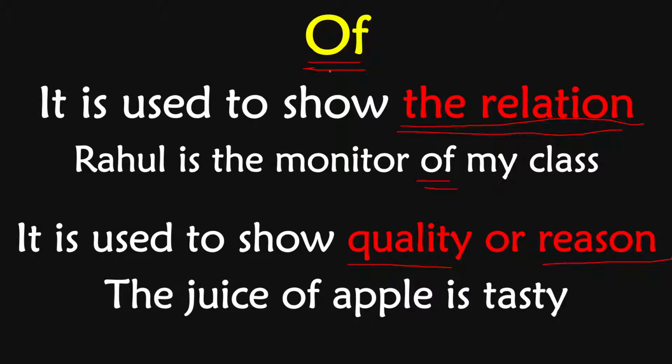So of we are using to show the relation, and also it is used to show quality or reason, like the juice of apple is tasty. The juice of apple is tasty, that is, it is showing the quality of the apple.